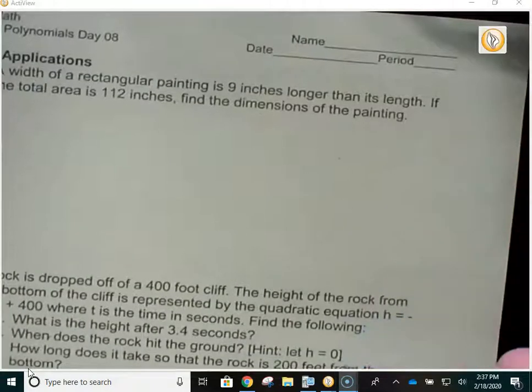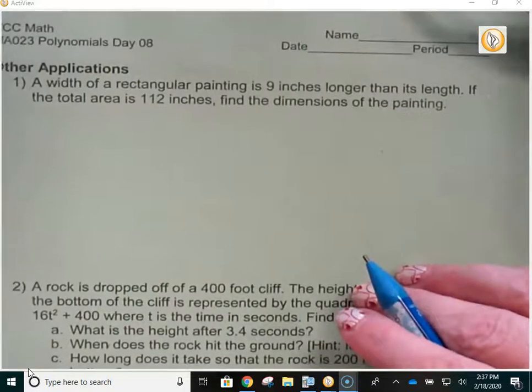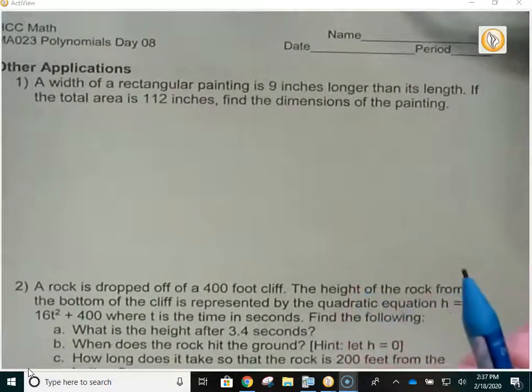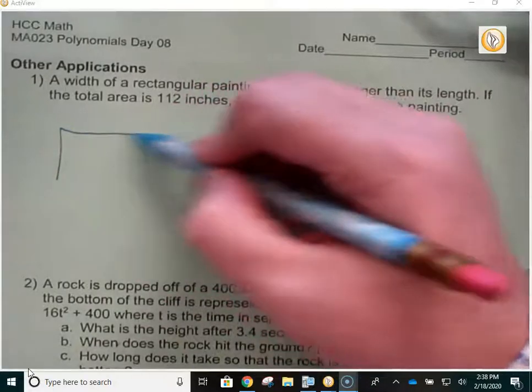Number 1 says the width of a rectangular painting is 9 inches longer than its length. The total area is 112 inches. Find the dimensions of the painting. Well, earlier today someone said draw a rectangle. So I drew my rectangle.